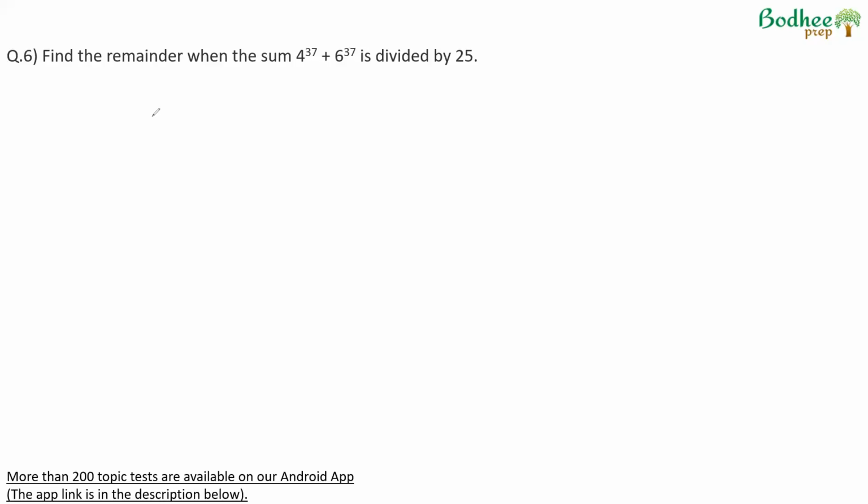Find the remainder when 4^37 plus 6^37 is divided by 25. We can multiply by 4, get the last digit and then divide by 4. I'll do this one step at a time. 4, 6, 36, 216, 1296. This can be written as 2^74 divided by 25.